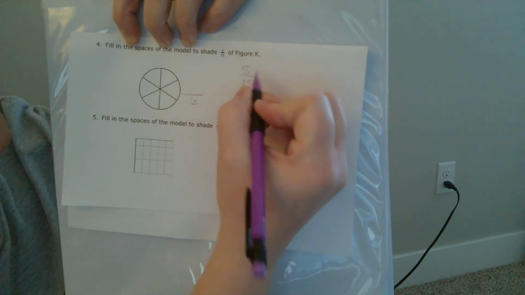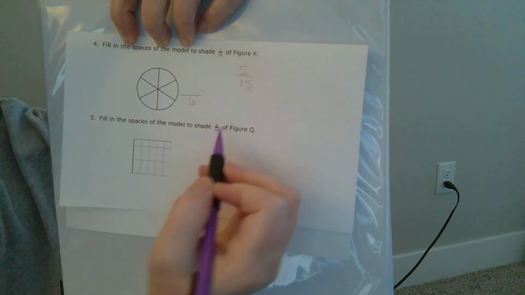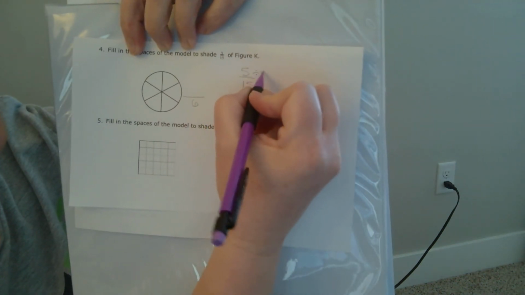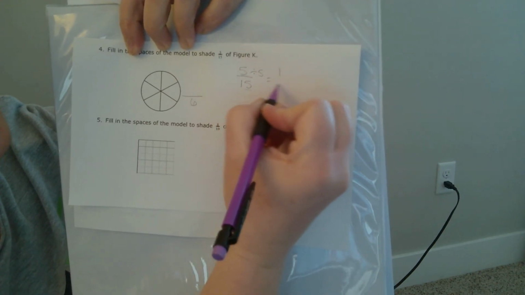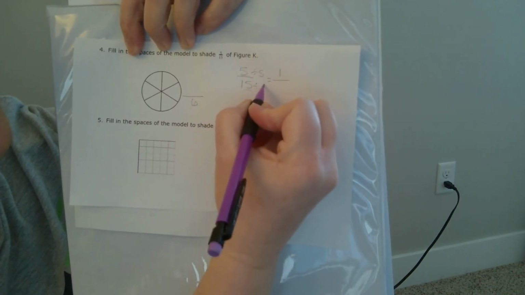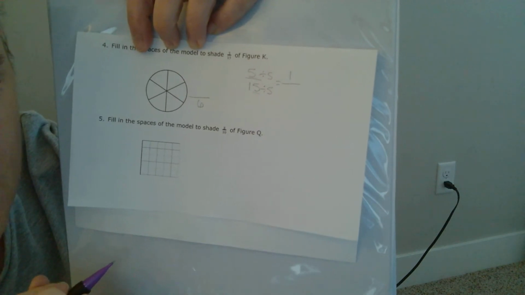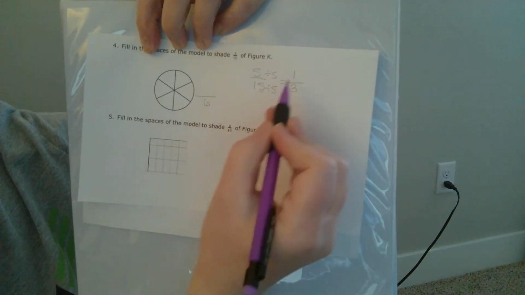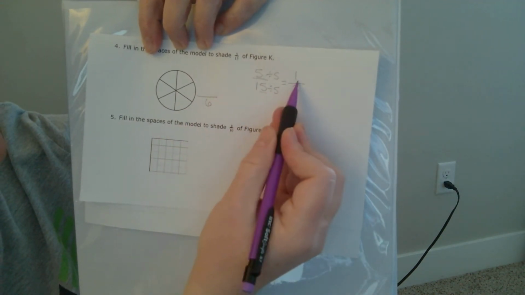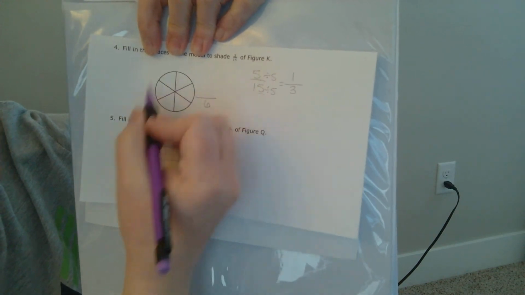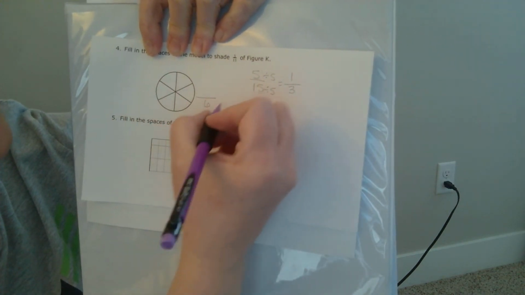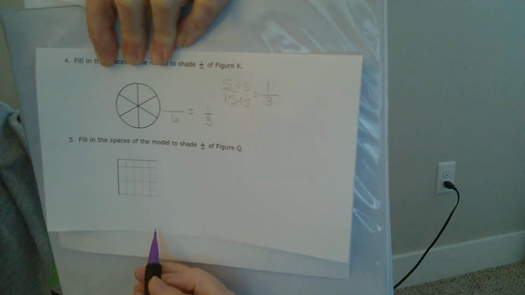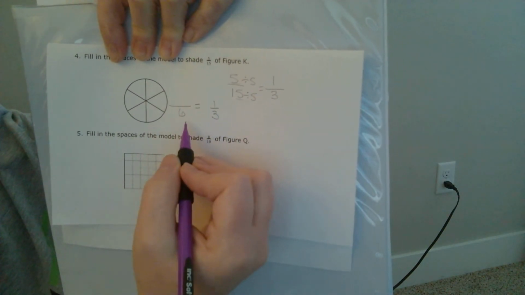But I look at 5/15. They both end in 5, so I know they're both divisible by 5. So 5 divided by 5 equals 1 over 15 divided by 5. 15 divided by 5, 5, 10, 15 is 3. So 1/3. So now we look over here, we need to make these sixths right here equal 1/3.